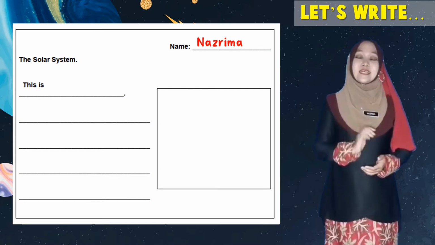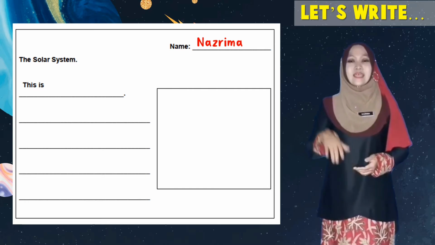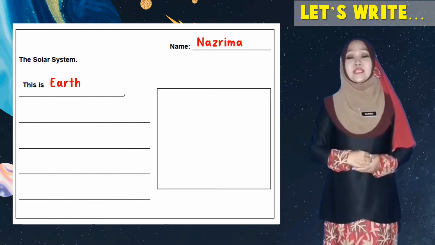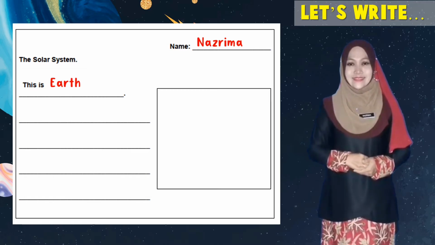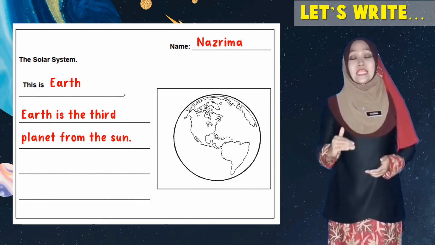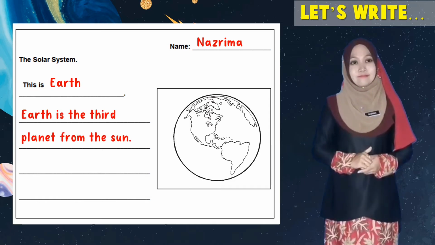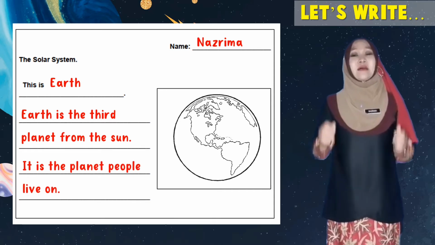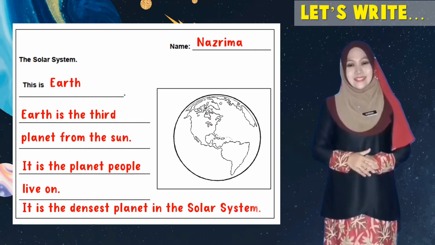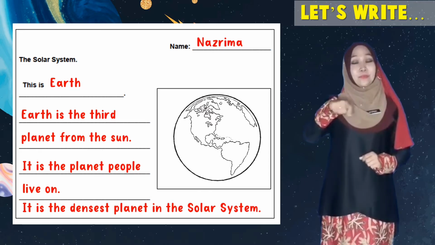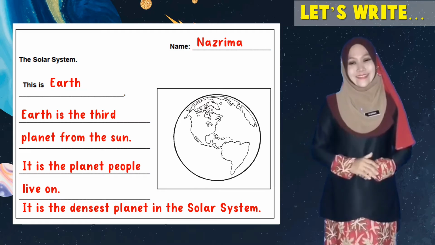This is Earth. Earth is the third planet from the Sun. It is the planet people live on. It is the densest planet in the solar system. After that, you have to draw the picture of Earth.